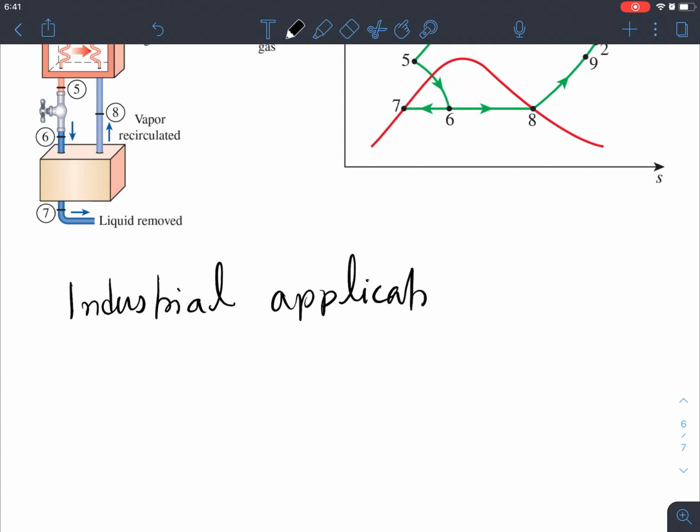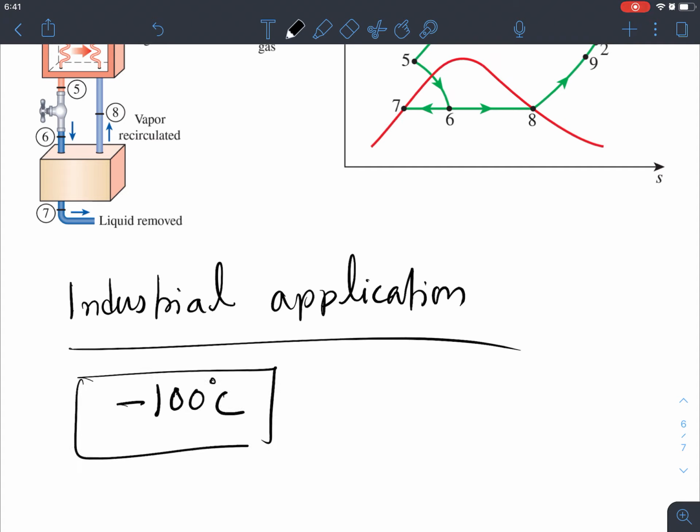Why? For example, in many industrial applications, basically we need a refrigeration system below minus 100 degrees Celsius. So how can we reach such an extremely low temperature, right? And also, where are these applications?